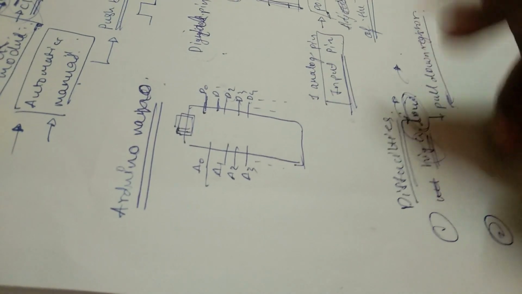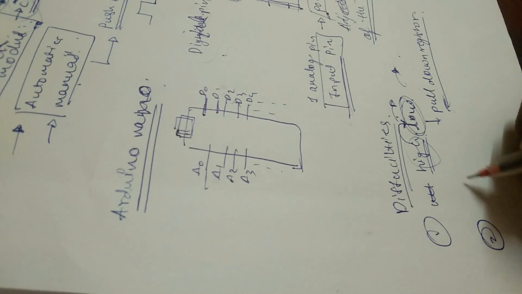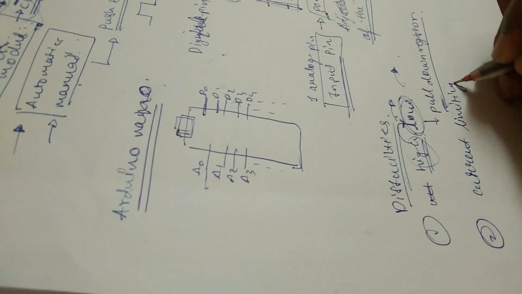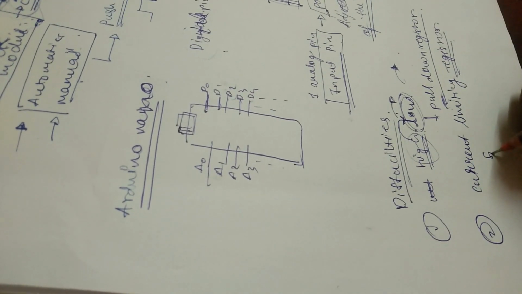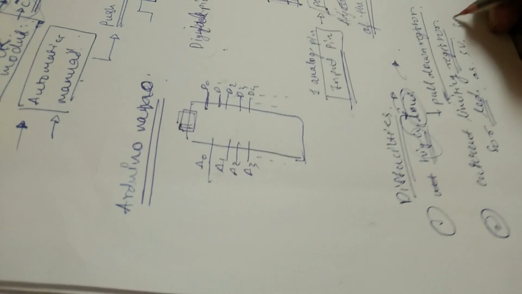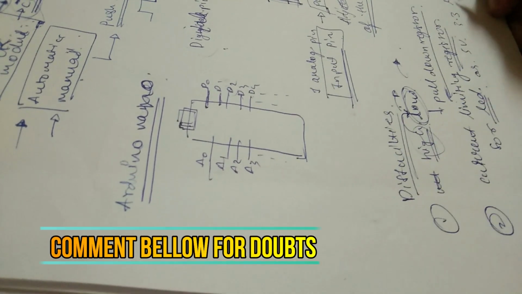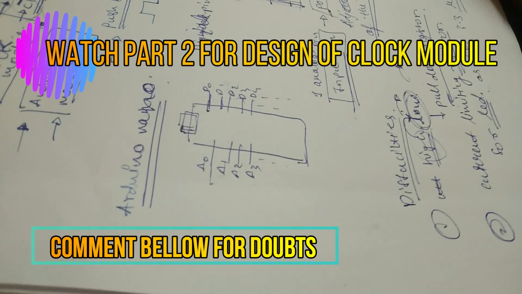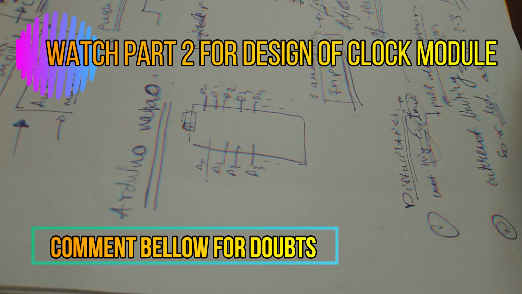Second, we will need a current limiting resistor for the LED, as Arduino gives a 5 volt output and we need 3.3 volts for LEDs. So this is all about the clock module.